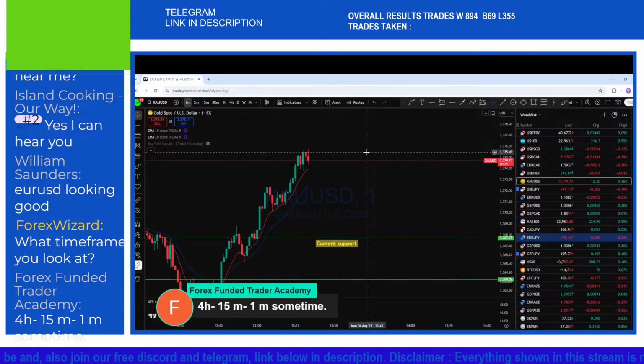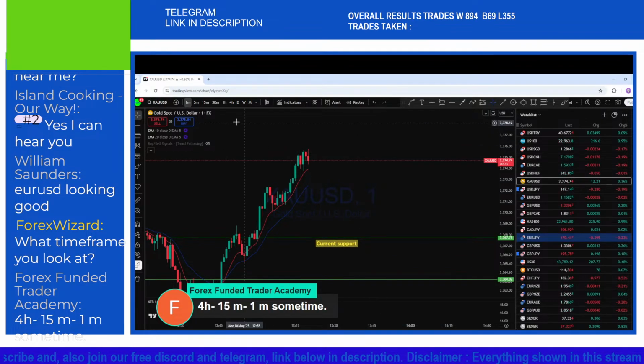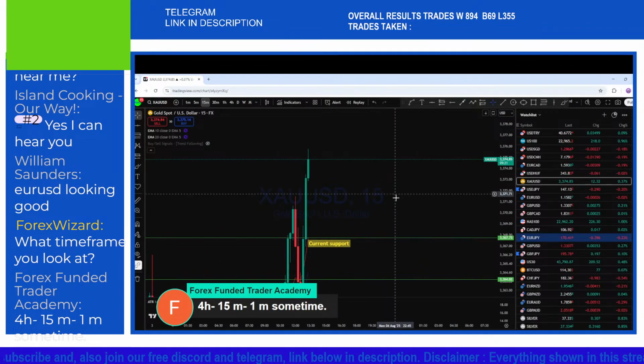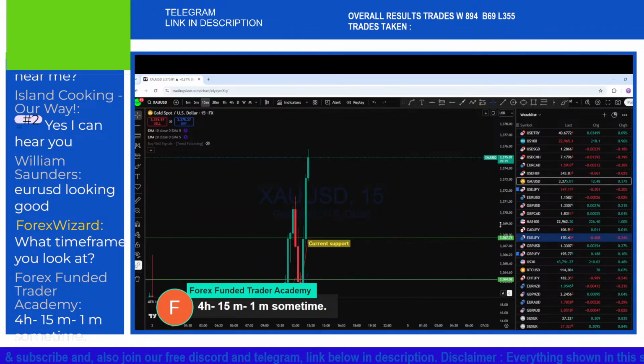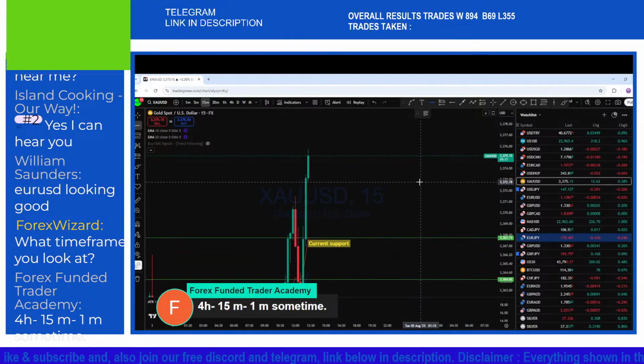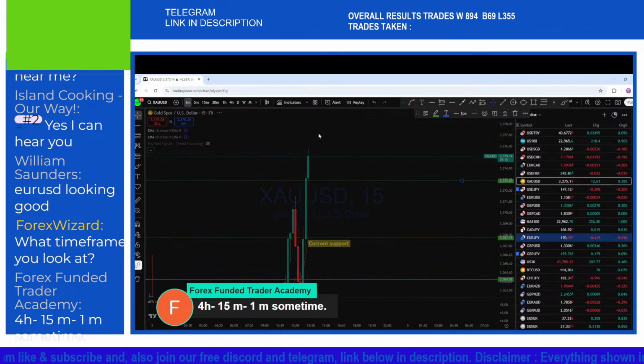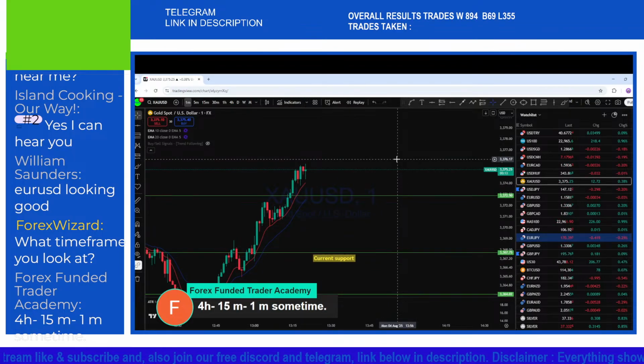There's a rejection coming here on XAUUSD, and that's where you can see the previous support here on the lower time frame might be coming and retesting that level.